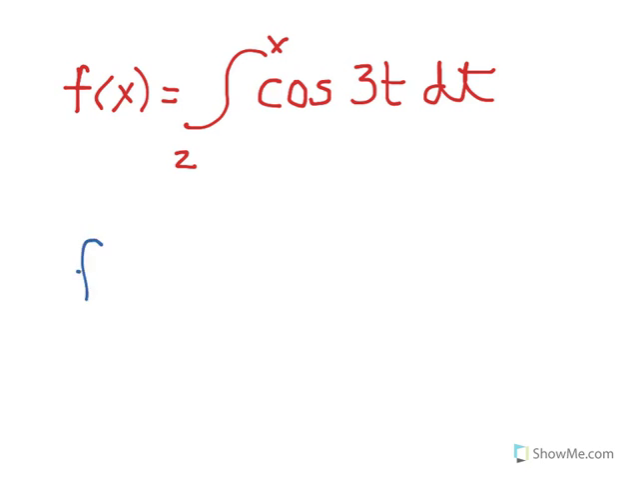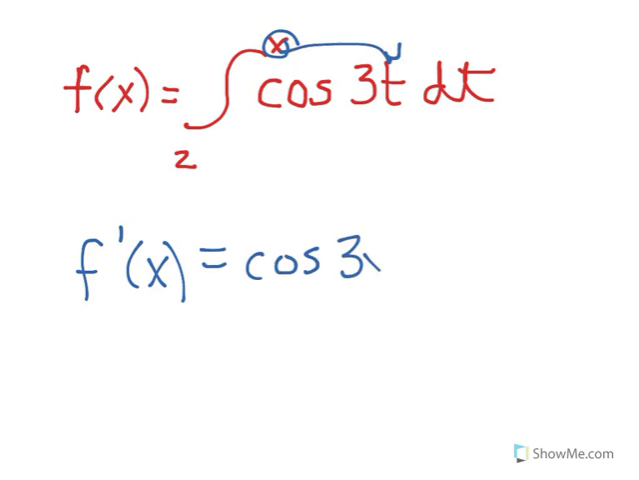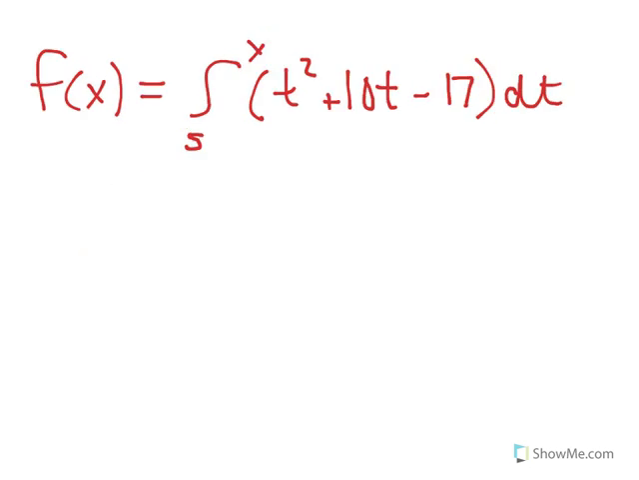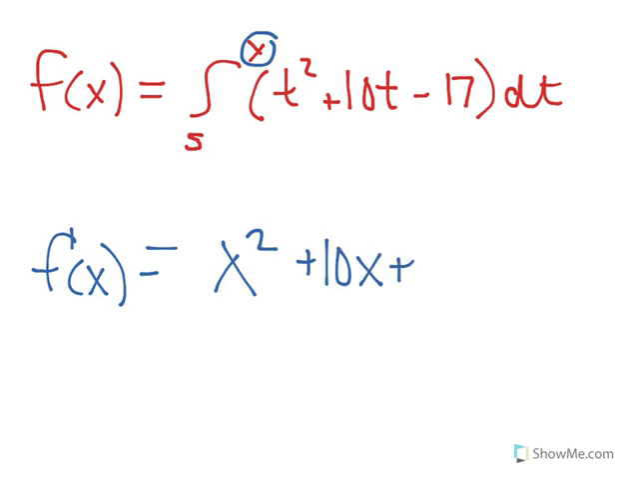So for this function, f prime of x is going to be equal to, I'm going to drop this in, the cosine of 3x. Now the derivative of x is 1, so I can multiply it by 1, but I don't need it. I can just drop in the function that's there. That gives us the f prime of that function. For the next one, I'm going to take f prime of x, I'm going to drop x into wherever t is, equal to x squared plus 10x plus 17. This 5 is just gone. The x drops into the function wherever it needs to be.